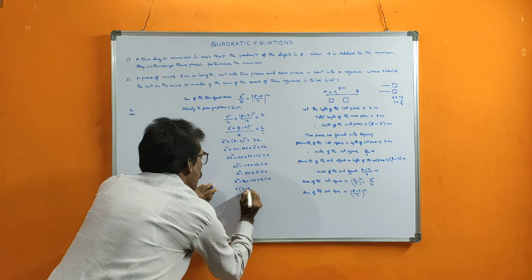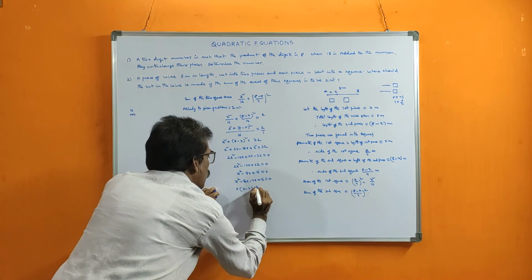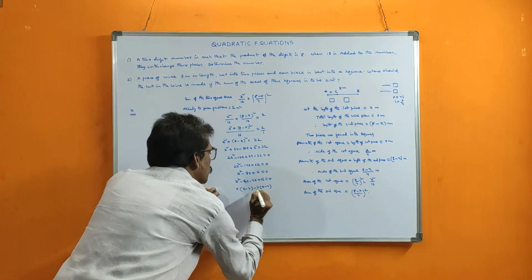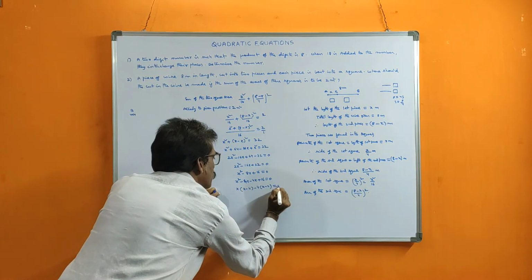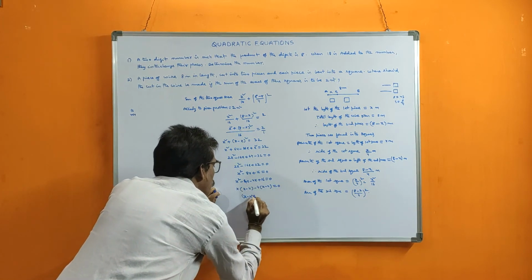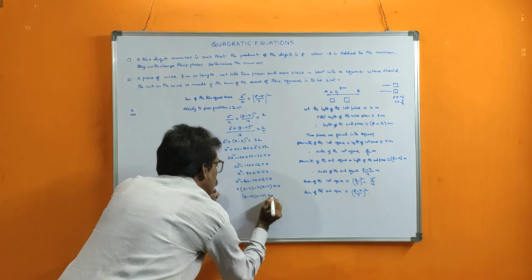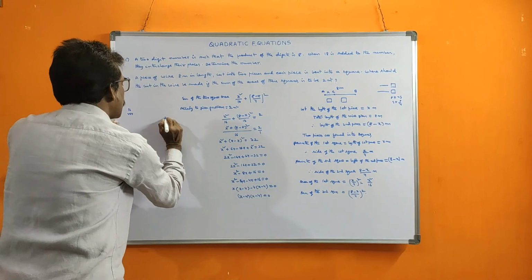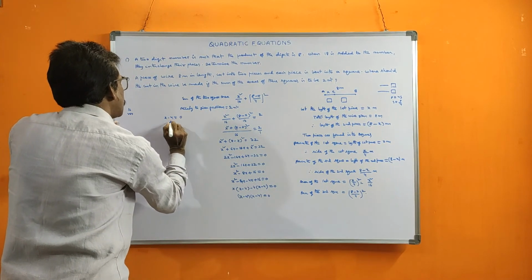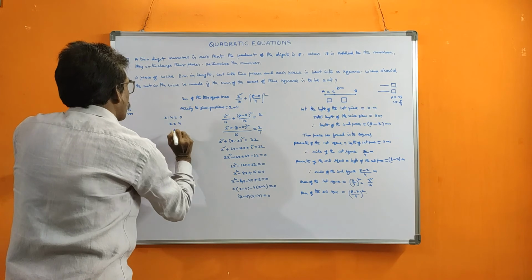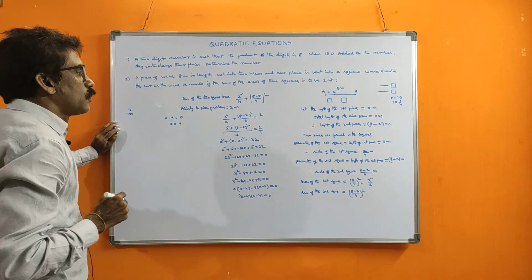So x square minus 4x minus 4x plus 16 is equal to 0. x into (x minus 4), minus 4 into (x minus 4), so (x minus 4) into (x minus 4) is 0. Both factors are the same, so x minus 4 is equal to 0. x is equal to 4.